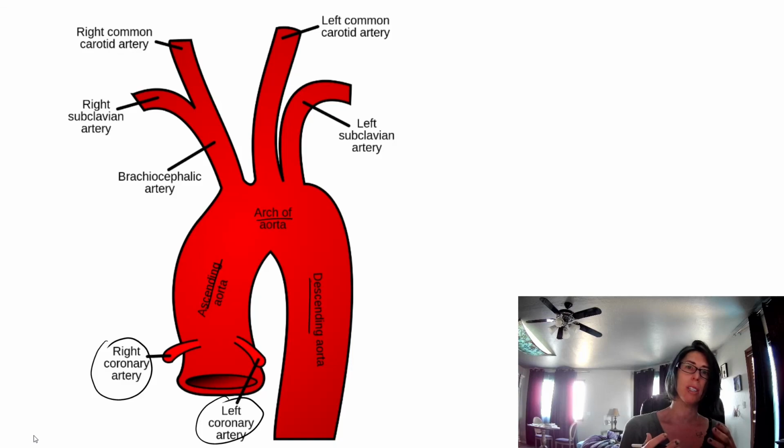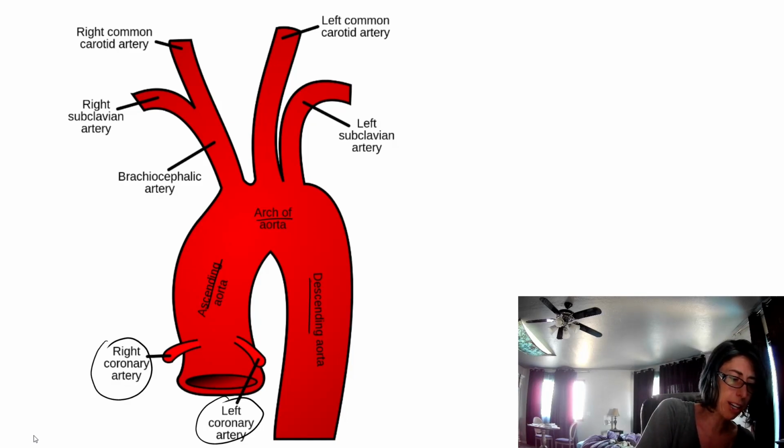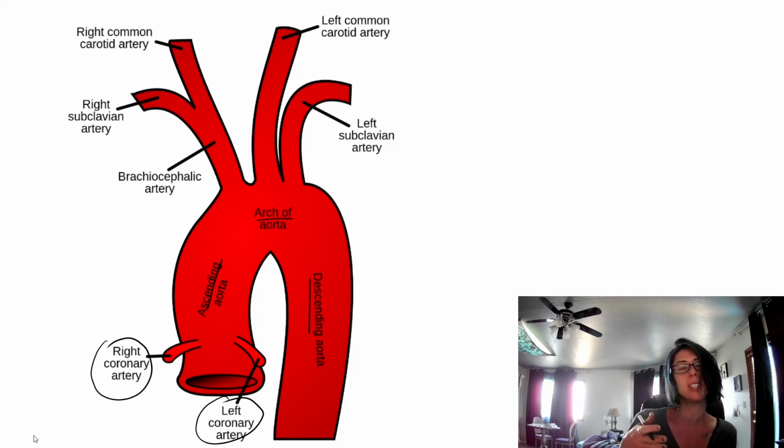So the heart has its own vascular system that keeps it oxygenated and that keeps it nourished. So the right coronary artery is a branch off of the aorta that brings oxygen-rich blood to the right side of the heart. And the left coronary artery is a branch off of the aorta that brings oxygen-rich blood to the left side of the heart. And you will have to learn some more names of the blood vessels that nourish the heart in another video.